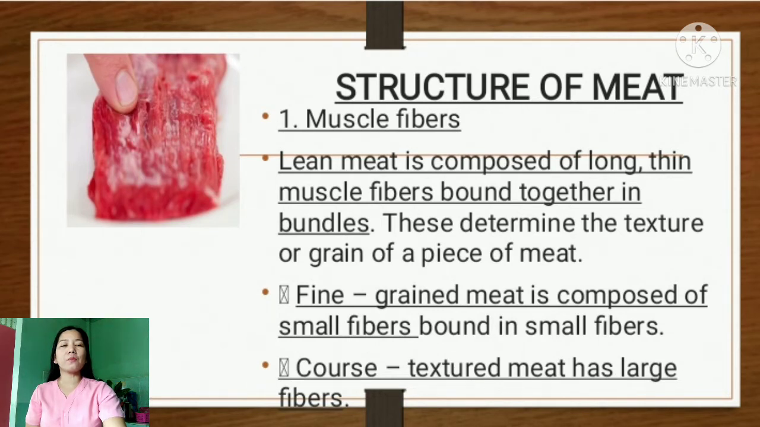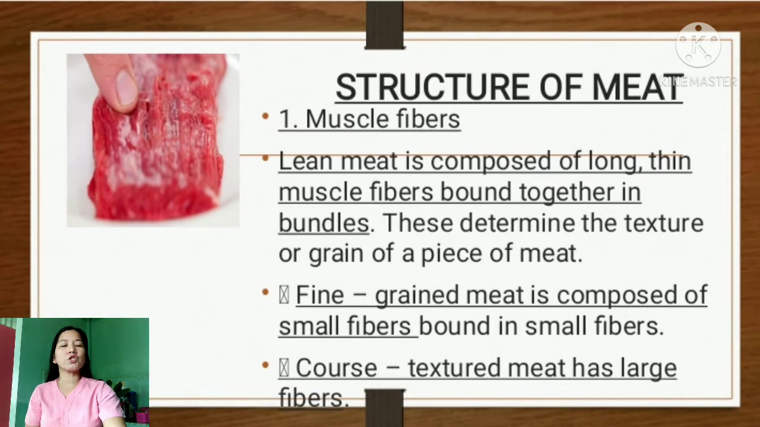So, yung lean meat, yung karneng laman, is composed of long, thin muscle fibers bound together in bundles. This determines the texture or grain of a piece of meat. Meron tayong tinatawag na fine grain at saka may coarse grain. Yung fine grain meat is composed of small fibers bound in small bundles.